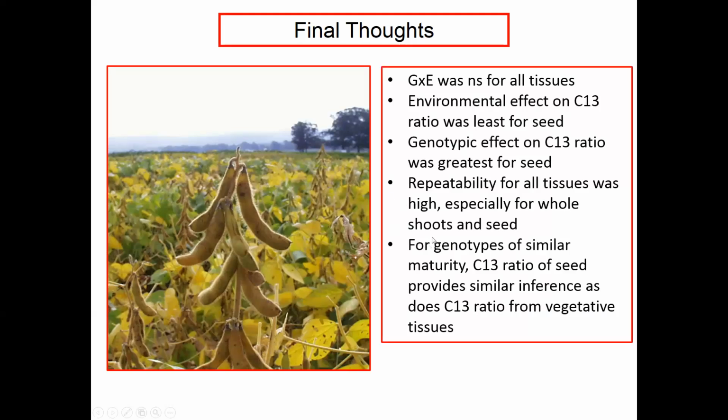I think that's an important point to note here, that all of the different genotypes that we were evaluating were of similar maturity, and had we included vastly different maturities, we may have run into differences in the C13 relationship in the seed, especially because they would have been exposed to different environments throughout the season as the duration of the seed fill period changed.